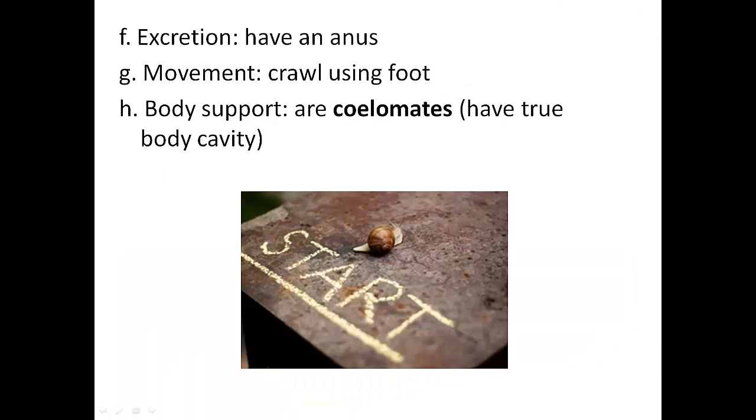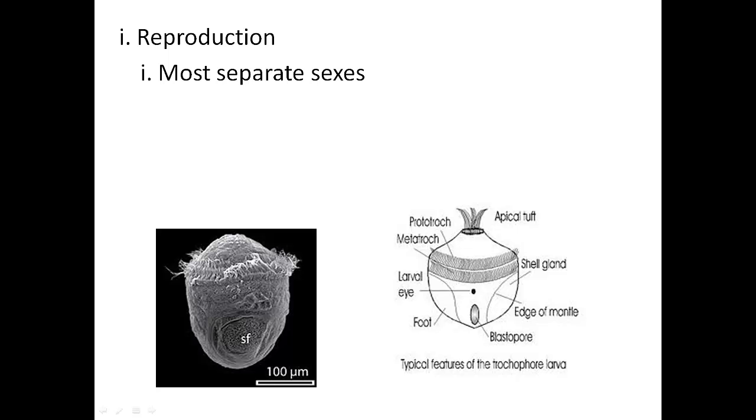How they excrete. They have an anus that gets rid of wastes, and again you saw because of torsion, it's right above their noggin in your snails, basically. The movement is very slow, and they use a little foot that helps pull them forwards. Body support, all of our gastropods are coelomates. They have a true body cavity or a coelom, and so coelomate describes the organism. Reproduction is mainly separate, however you do have some hermaphrodites.